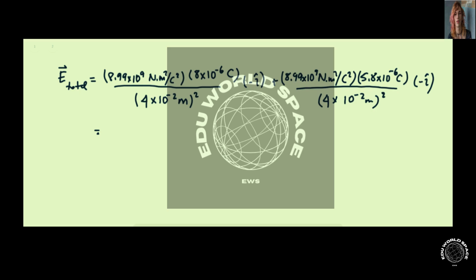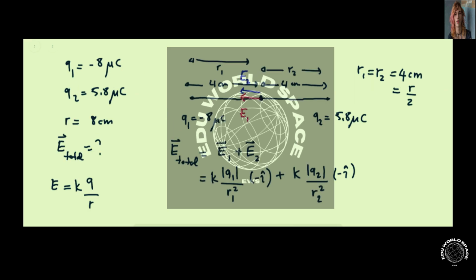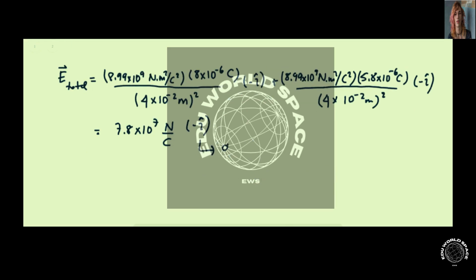Then from here, we find the magnitude to be 7.8 times 10 to the power of 7 newtons per coulomb in the negative i hat direction. What does this mean? What did we call negative i hat? It's actually towards the negative charge, correct? So the direction is towards the negative charge.